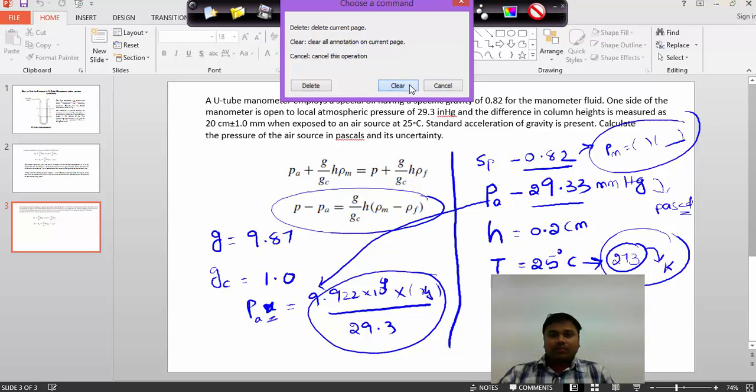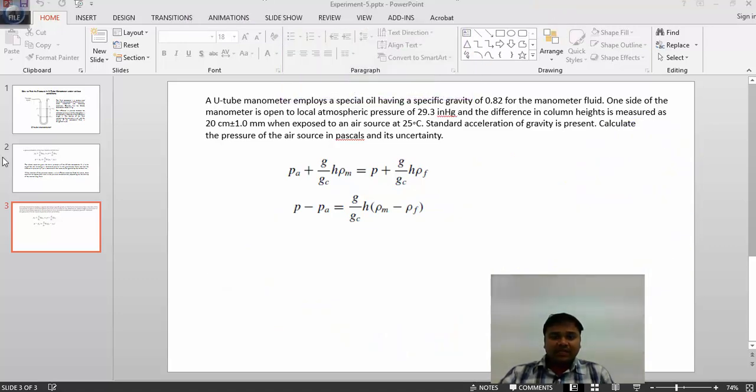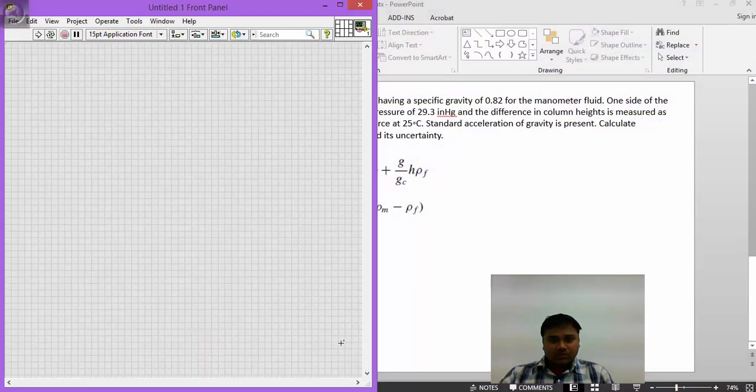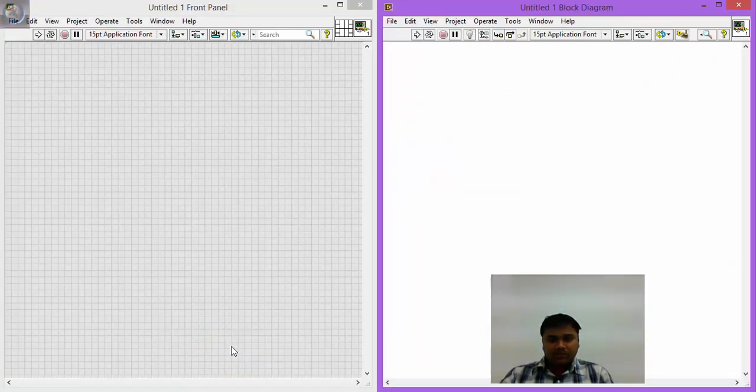Now let's open LabVIEW first. As you know, LabVIEW is open. In this LabVIEW, you need to take the formula: P minus PA is equal to g by gc H into rho m minus rho f, where first of all we need to convert the pressure of mm of Hg into Pascal.